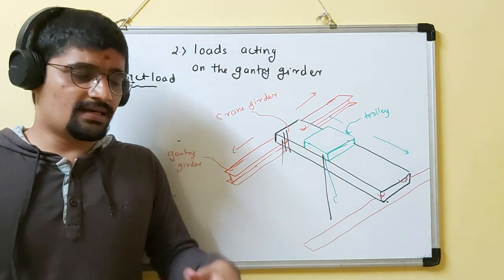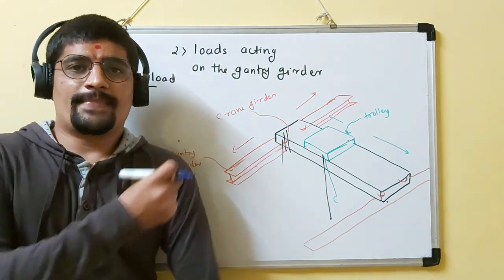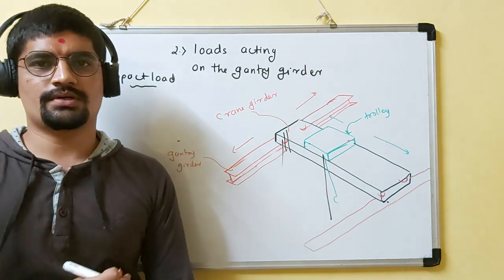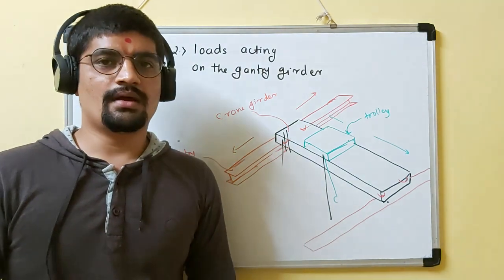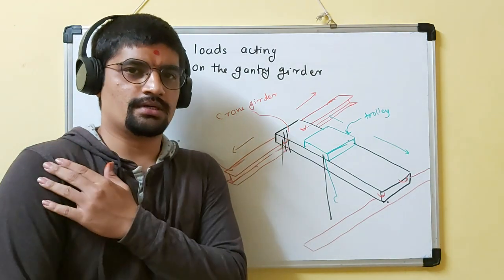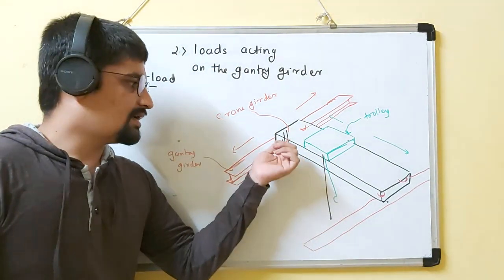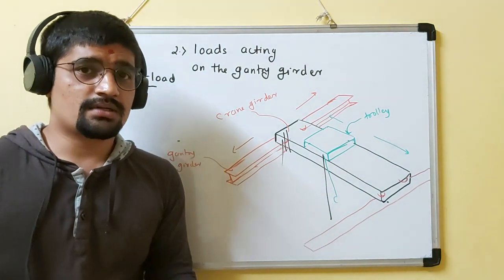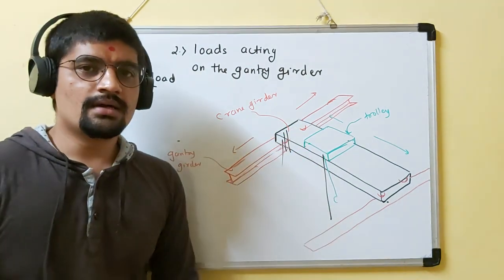In general, if we lift a bucket full of water with our hands, the impact will occur at the joint portion of our shoulder. Or in the gym, when we lift heavyweight dumbbells, at that time the impact occurs at the joint portion. Like that, whenever we lift the load, the impact occurs at the joint portion, and the joint portion is the gantry girder because the loads are transferred from there. So that's why the impact will occur on the gantry girder.